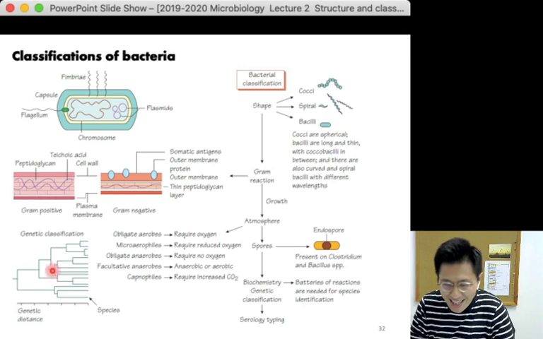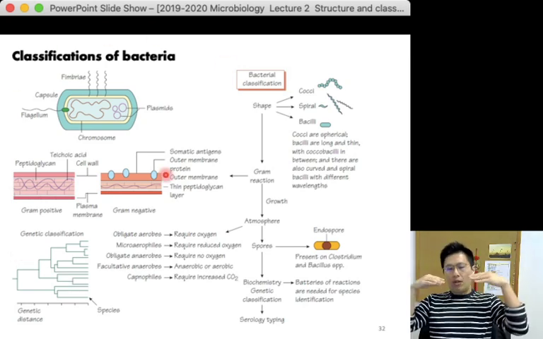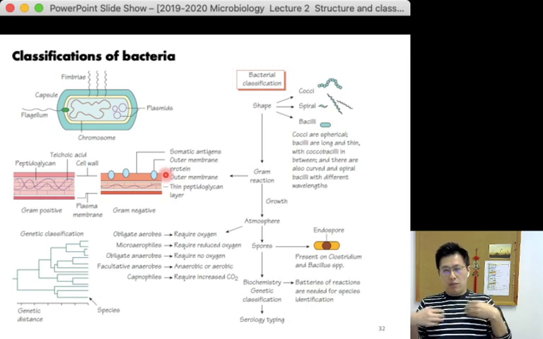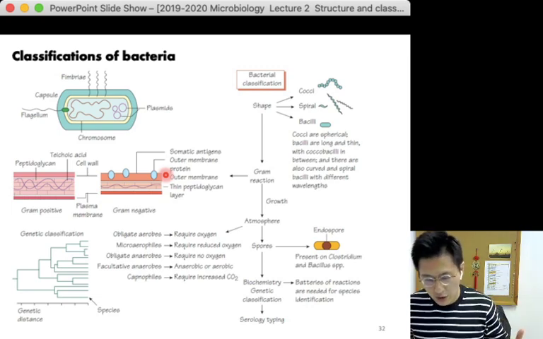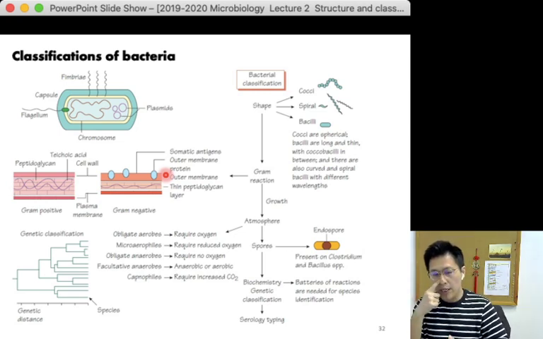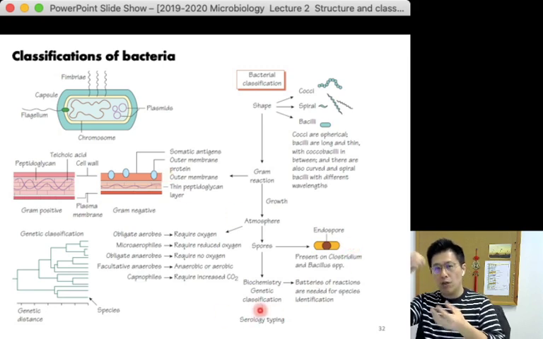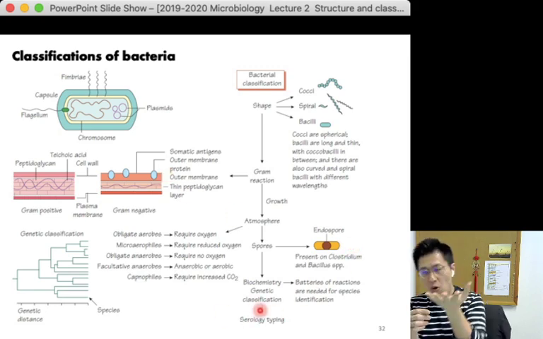So why do we need these classifications? For example, when you're really sick, we'll get you to hospital and they will take fluid, secretions or a blood test. They do a blood test for serology. The important blood test is to find out whether bacteria are present in the blood.